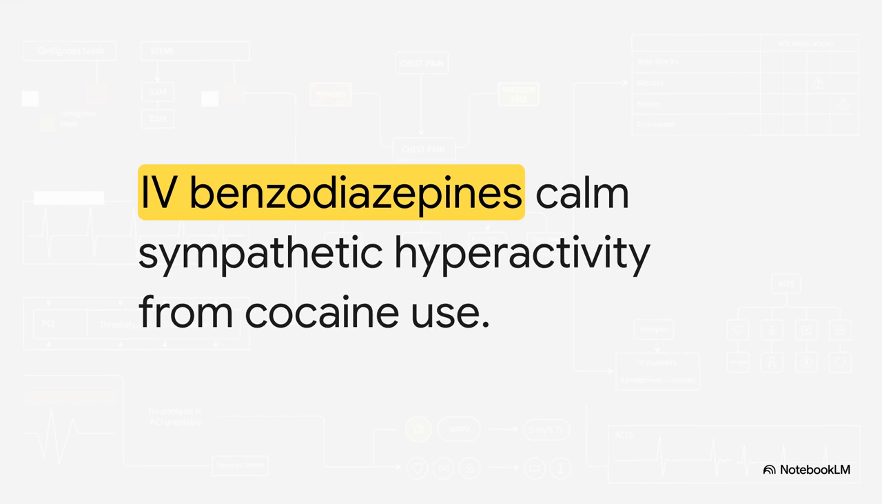The intense sympathetic hyperactivity is causing extreme coronary vasoconstriction, and that requires IV benzos to calm the central nervous system. A standard ACS protocol just won't fix the underlying toxicological drive going on here. Plus, throwing a beta blocker at this alone could actually lead to unopposed alpha receptor stimulation, making things way worse.